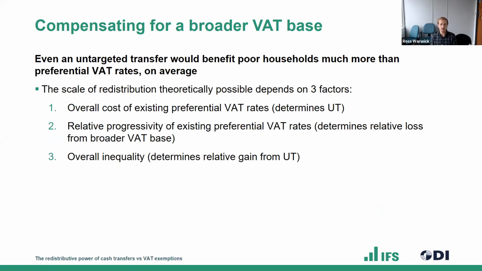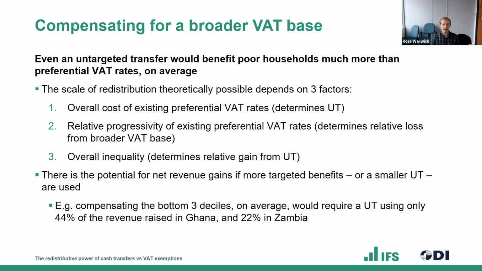Firstly, the overall cost of existing preferential VAT rates. This determines the size of the universal transfer that we model. Secondly, the relative progressivity of existing preferential VAT rates, which determines the relative loss from expanding the VAT base. And thirdly, overall inequality in each country. This determines the relative gain from introducing the universal transfer compared to baseline consumption in each decile.